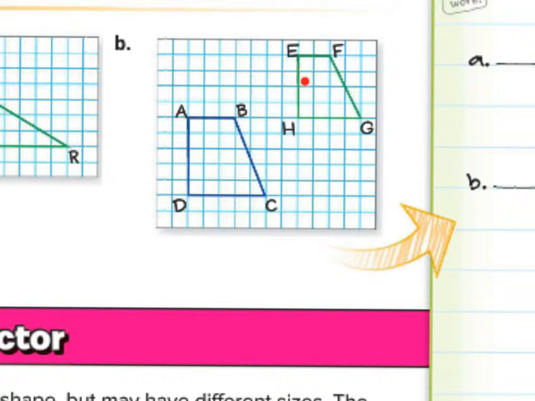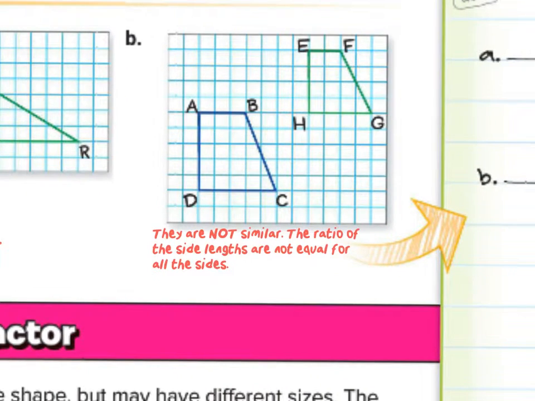Over here, let's see, 4. Again, it should go up to 6 if we're going to increase it proportionally by 50%. But it's 5. So no, I don't see that the ratios of the side lengths are equal. So we can say they are not similar. The ratios of the side lengths are not equal for all the sides.